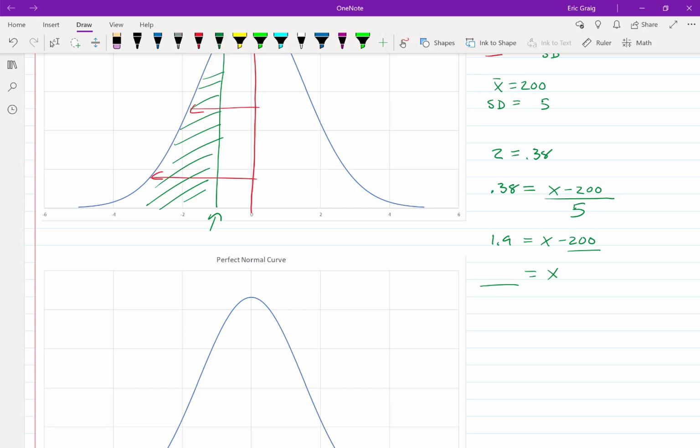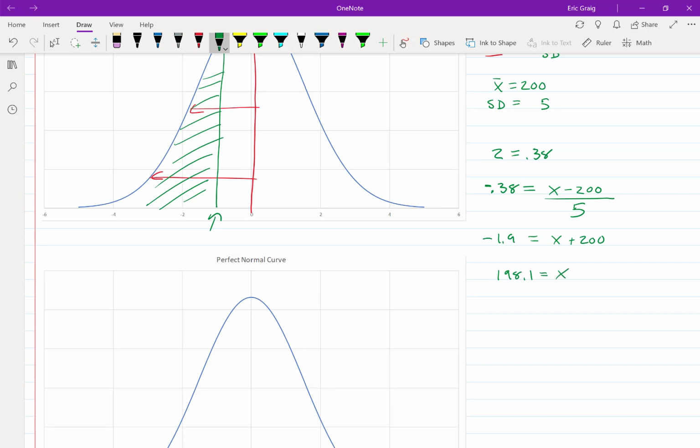Let me erase these. We're okay so far over here, but let's remember that this is actually a negative Z value. If the score you're trying to find is below the 50th percentile, you need to multiply the Z value you get from the table by -1. So in this case, we're going to have negative 1.9 equals x minus 200. If we add 200 to both sides of this equation, we're going to get 198.1.